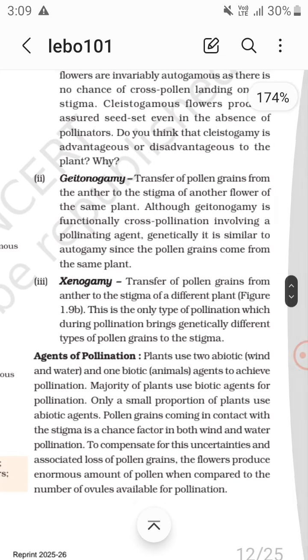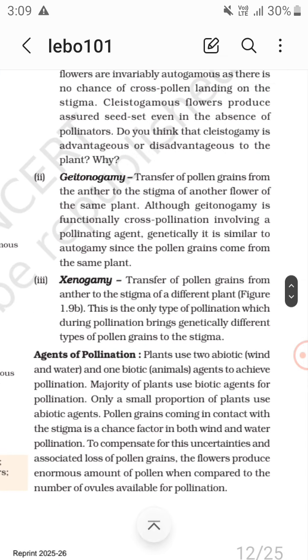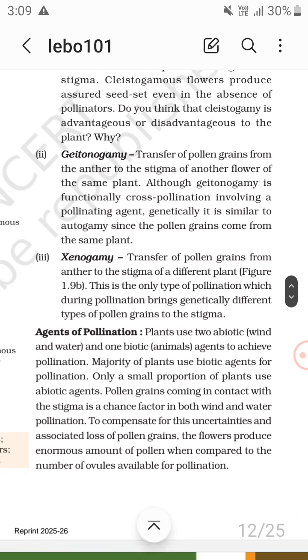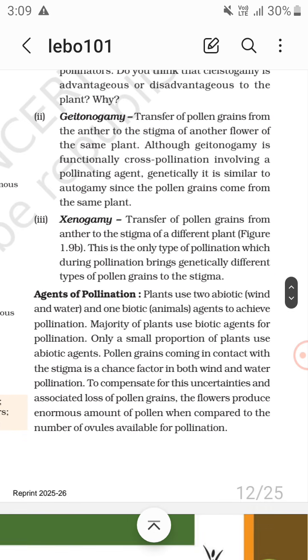Now xenogamy: transfer of pollen grains from the anther to the stigma of a different plant. Here it is a different plant, so it is the only type of pollination which brings genetically different types of pollen grains to the stigma. Agents of pollination: two abiotic, water and wind, and one biotic, that is animals.